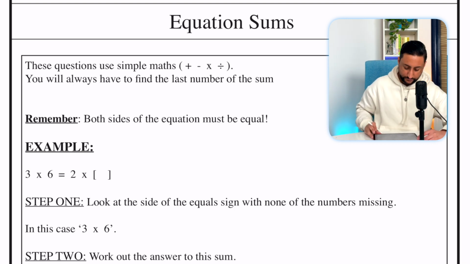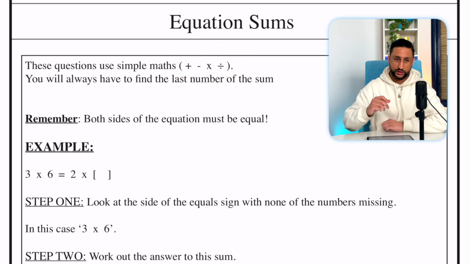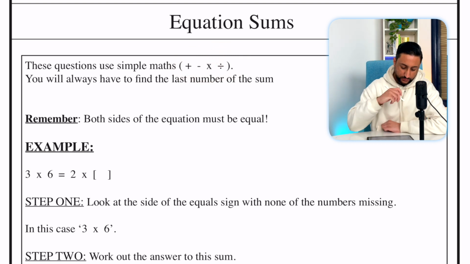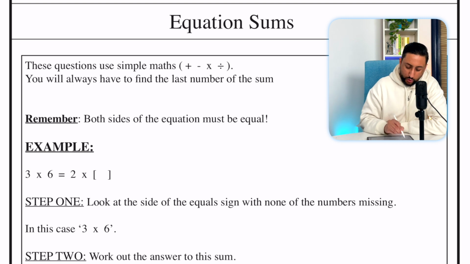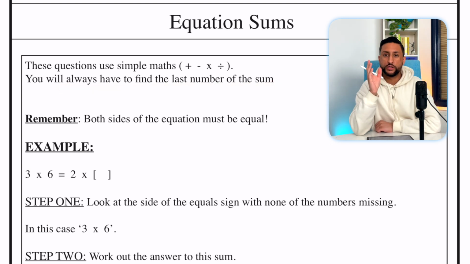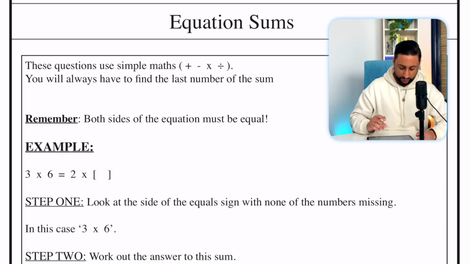So let's take a look. These questions use simple maths. It's your 4 operations: addition, subtraction, multiplication, and division. You will always have to find the last number of the sum. So that's what makes it different to complete the sum. In complete the sum, there's a random number missing. In this one, it's always the last number that has been taken out. It's up to you to find that.